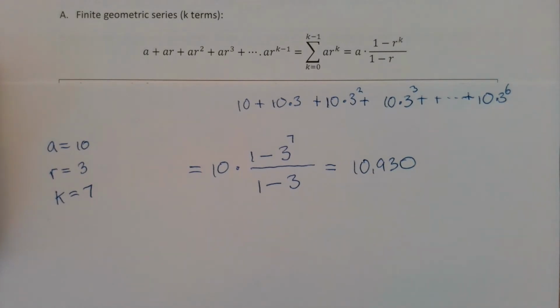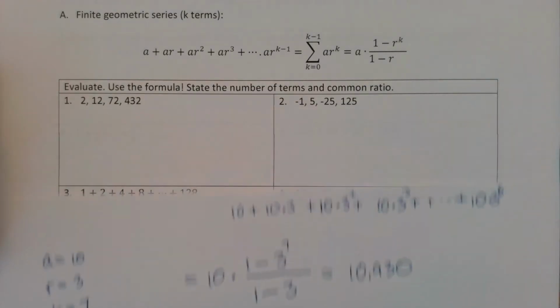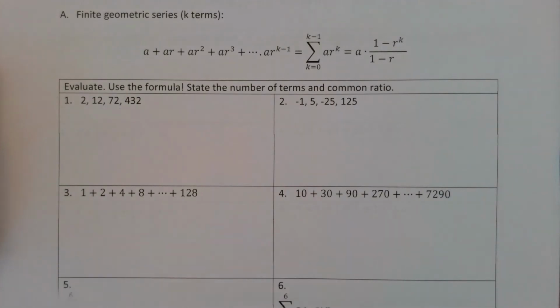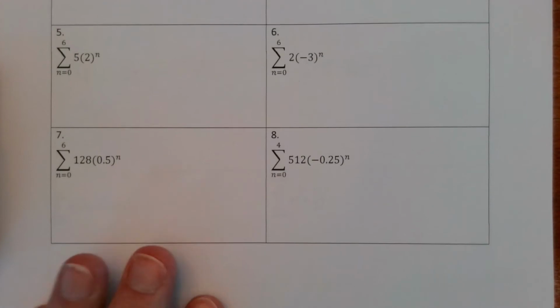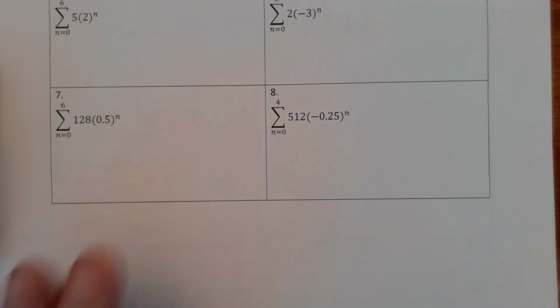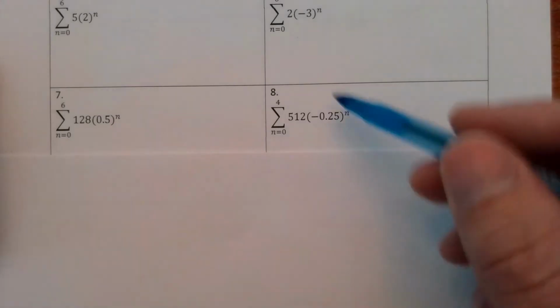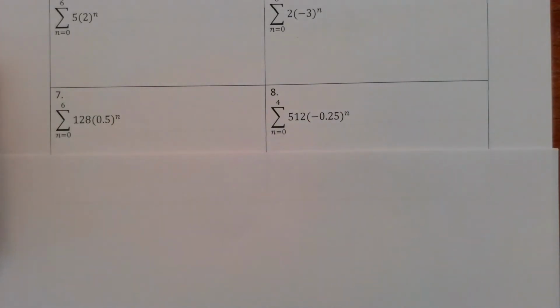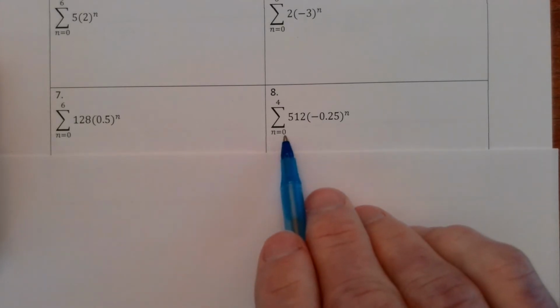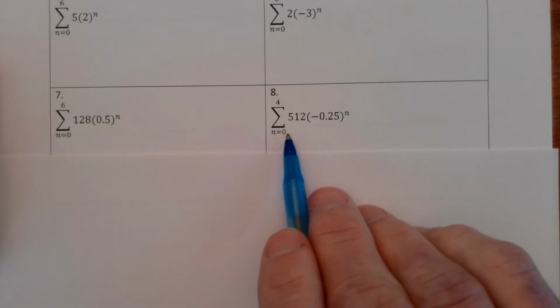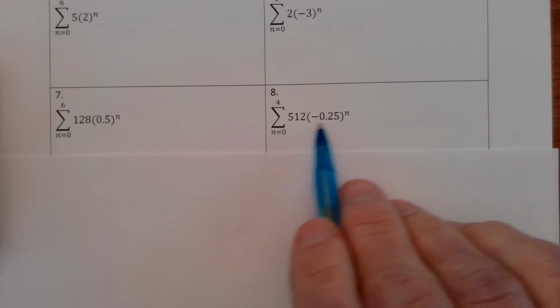There are exercises on this page that are written in sigma notation. So we're going to take a look at problem 8, and I'm going to try to write out the terms. If you haven't seen this before, it's not as bad as it looks. The idea is for n equals 0 and 1 and 2 and 3 and 4, that's 5 different n values. You're going to write this out.